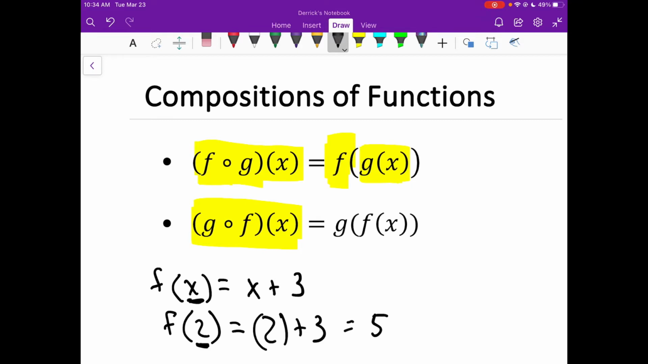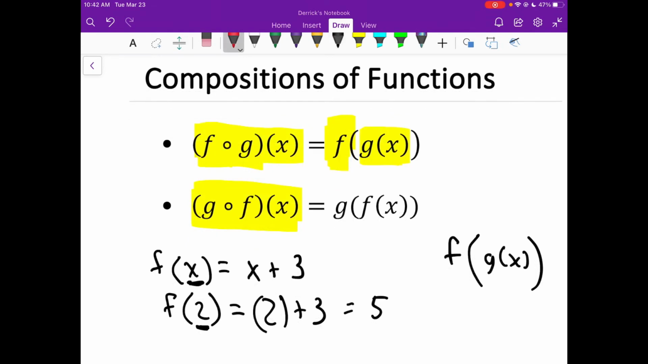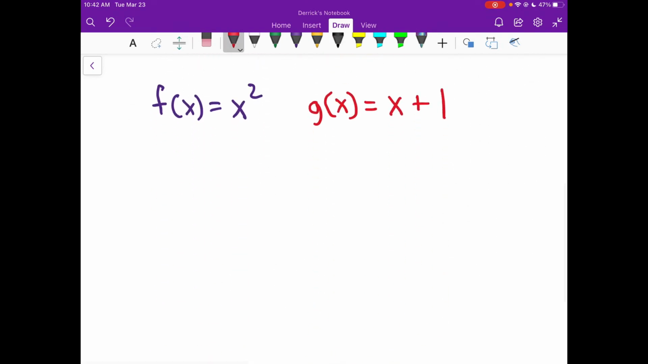Which gives you 5. On that same token then, if you are asked to do f of g of x, the same way that you knew to plug in 2 because it was inside those parentheses, that would mean you need to plug in g of x because it's inside those parentheses. Let's take a look at an example to show you what I mean. So let's say I gave you an f of x function of x squared and a g of x function of x plus 1. And let's say that I wanted you to find me f of g of x.